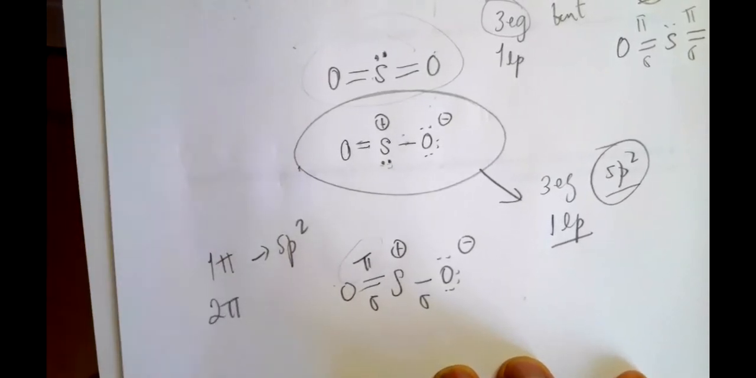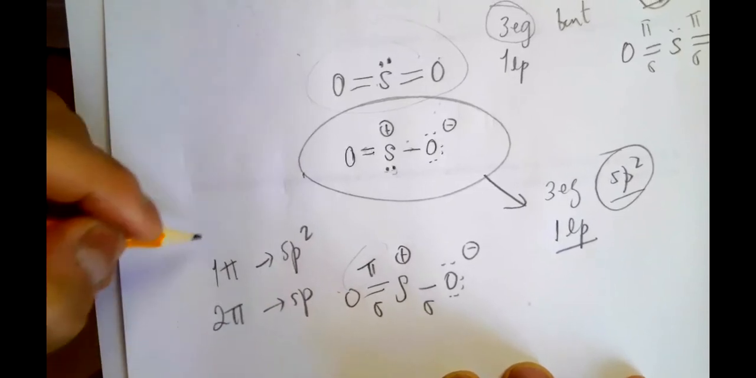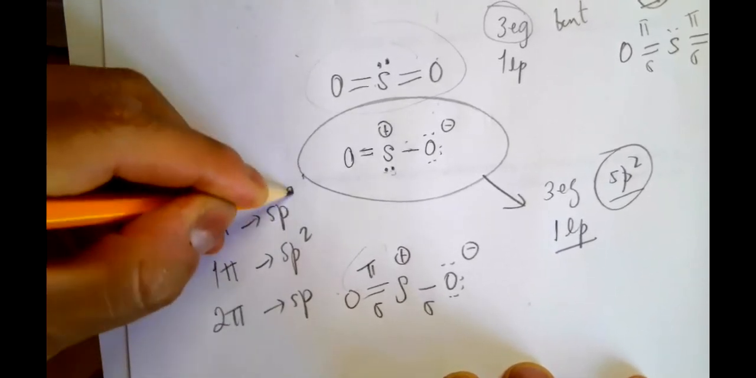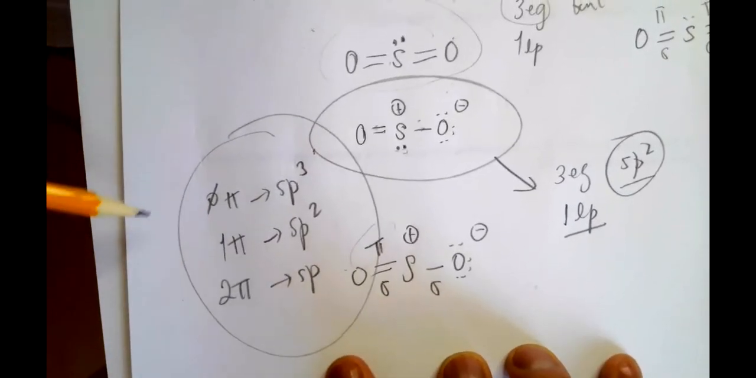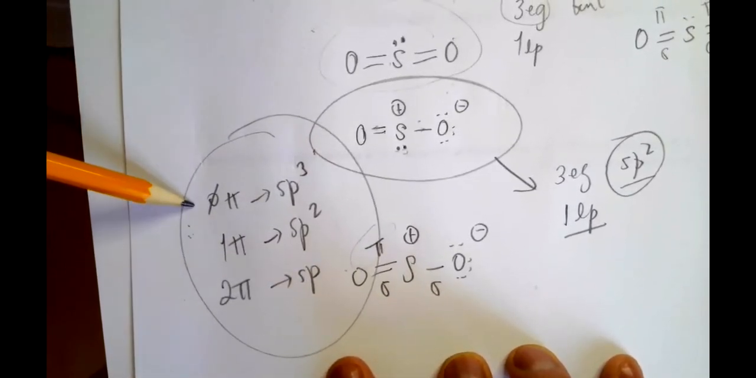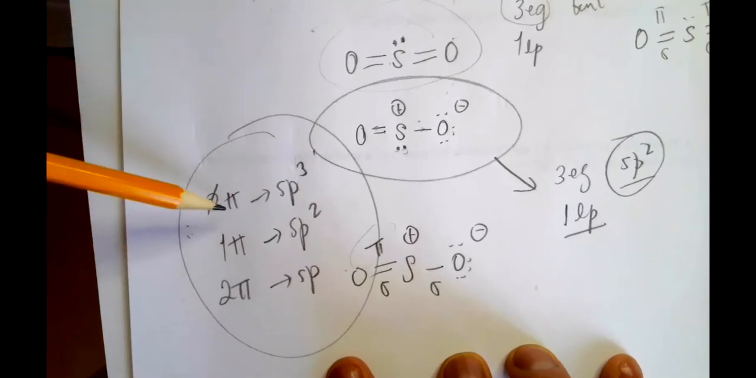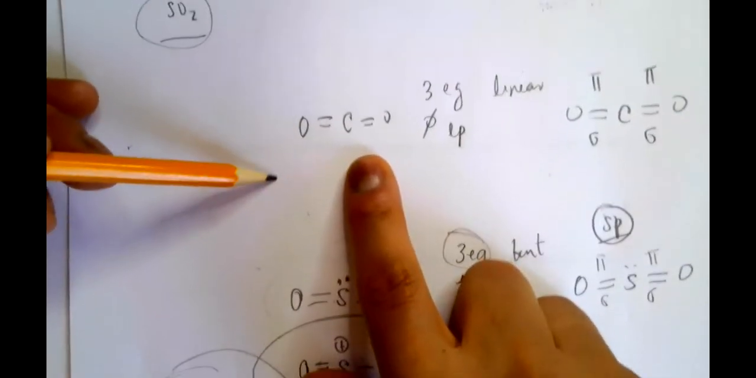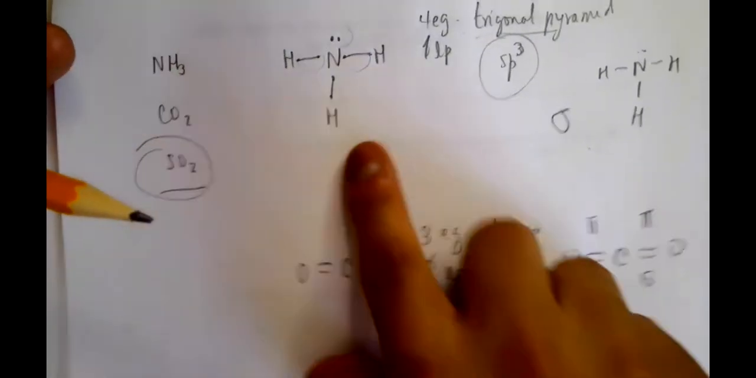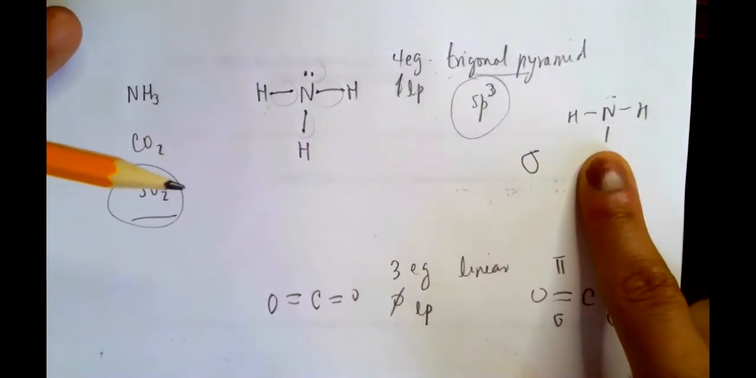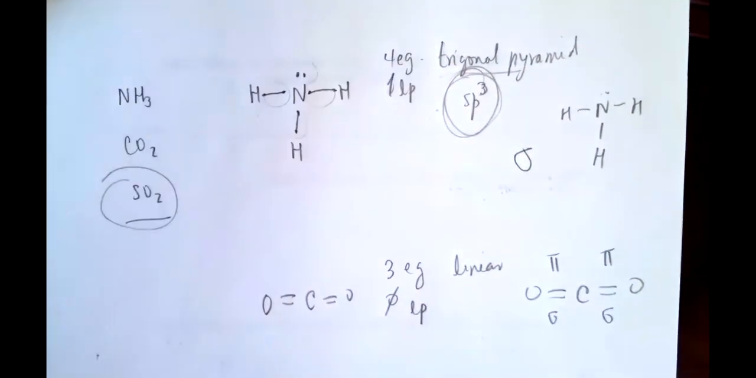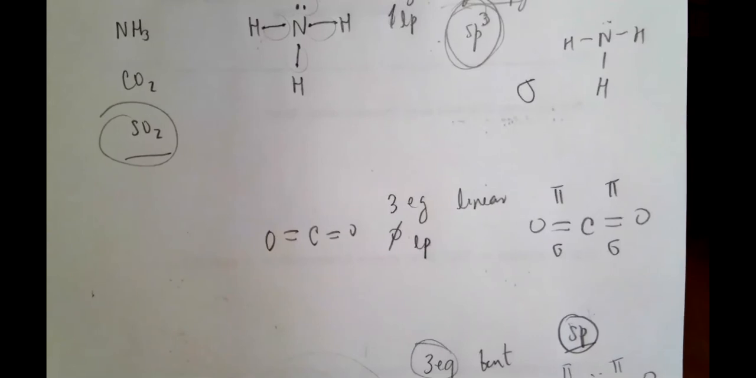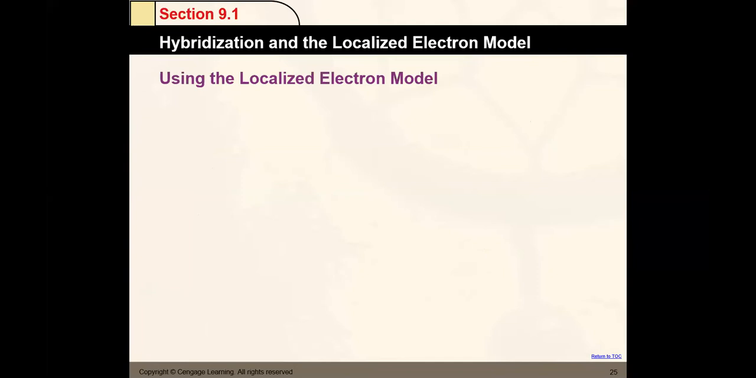If you are able to form 2 pi bonds, it is sp hybridization. If you form 0 pi bonds, it is sp3 hybridization. So that would be another way to address what type of hybridization you are facing. You form 0 pi bonds, sp3; 1 pi bond, sp2; 2 pi bonds, sp. For example, in carbon dioxide, you're forming 2 pi bonds, so it is sp hybridization. Ammonia forms 0 pi bonds, so it is sp3 hybridization. So let's continue, using the localized model.